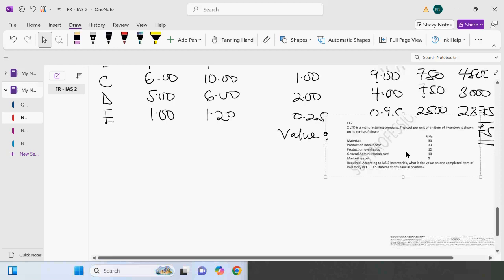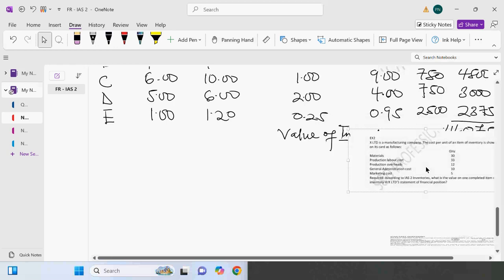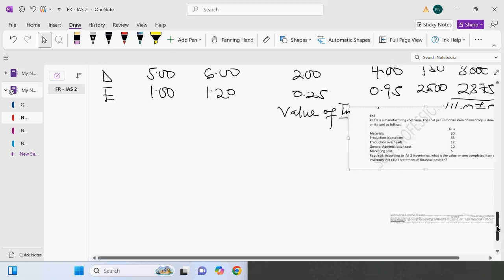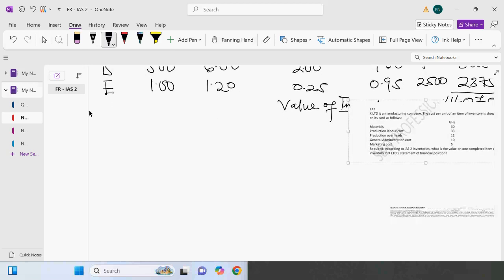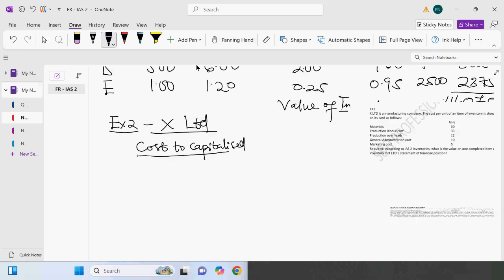Okay, so what's the answer? The name of the business is X Limited, right? And they're asking you what is the amount of the value of the inventory. We want to know the inventory that will be capitalized. So, cost to capitalize.